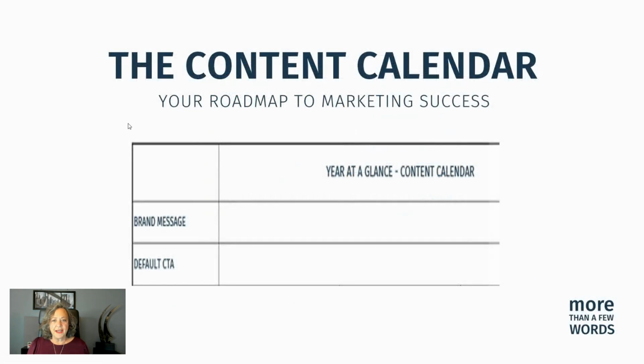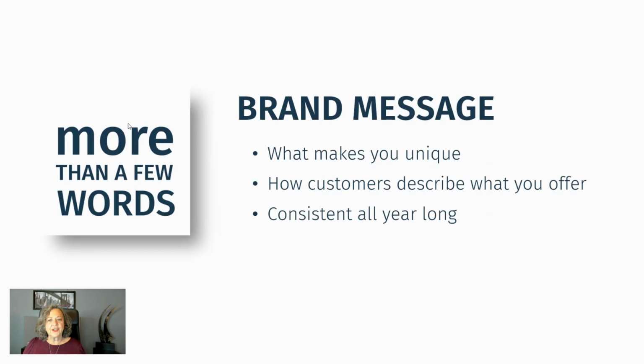As you're building your content calendar, the very first thing you need to think about are the things that are going to be consistent all year long: your brand message and your default CTA. Your brand message is what makes you unique. How do customers describe what you offer? And it is consistent all year long.